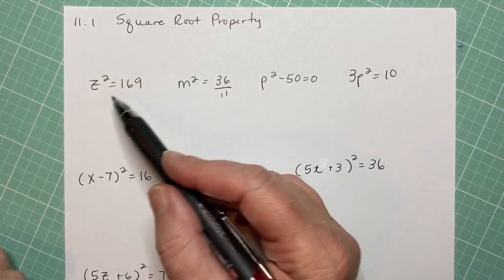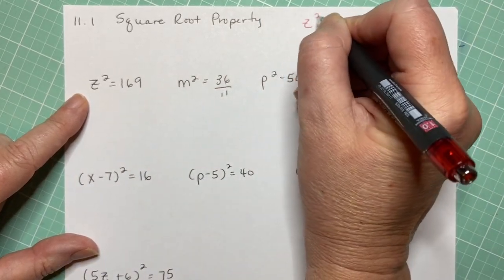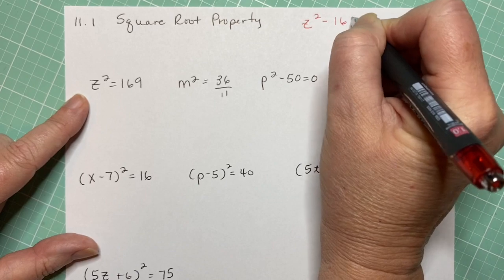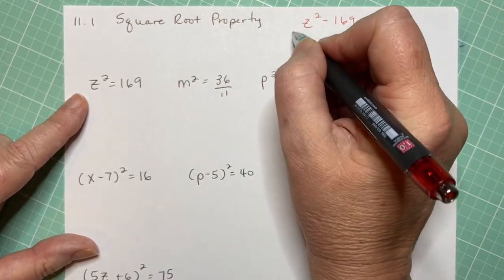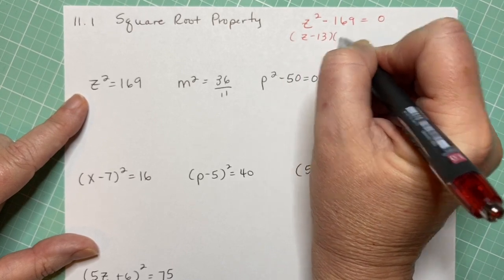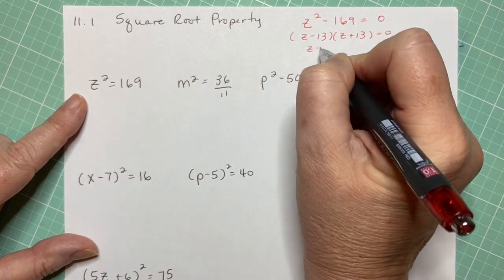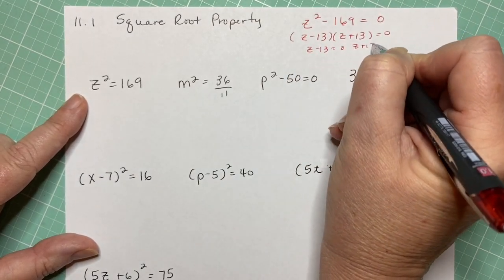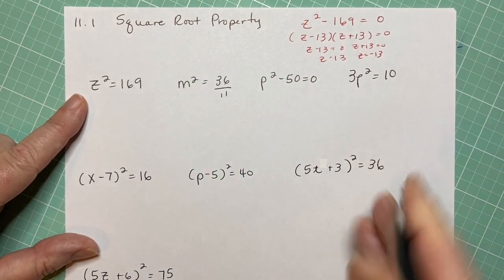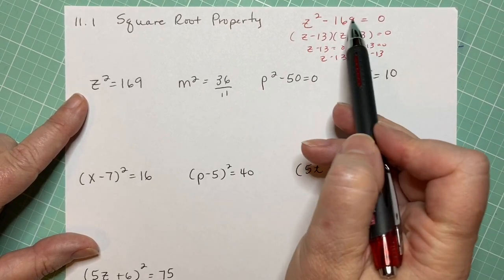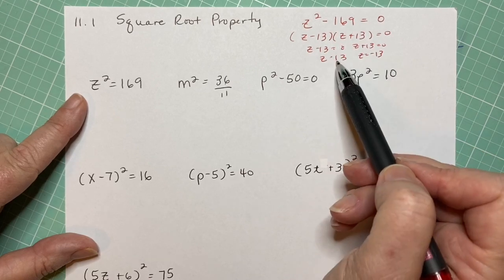When we look at this first problem, in the past, before today, we would have moved our 169 over and made this z squared minus 169 equals 0. And then we would factor that as the difference of 2 perfect squares. So we'd say that's z minus 13 times z plus 13 equals 0. And then remember, you set each factor equal to 0. So z equals 13, z equals negative 13. Takes a while. But if this wasn't a perfect square like 50, then we couldn't do that, and we would have just written that it was prime, that we couldn't factor it.